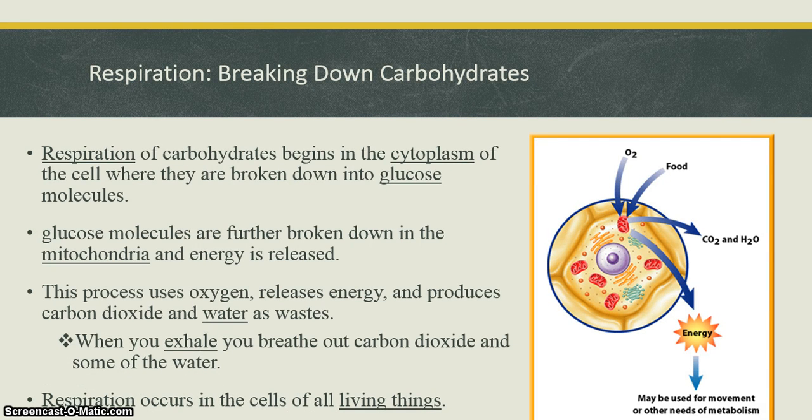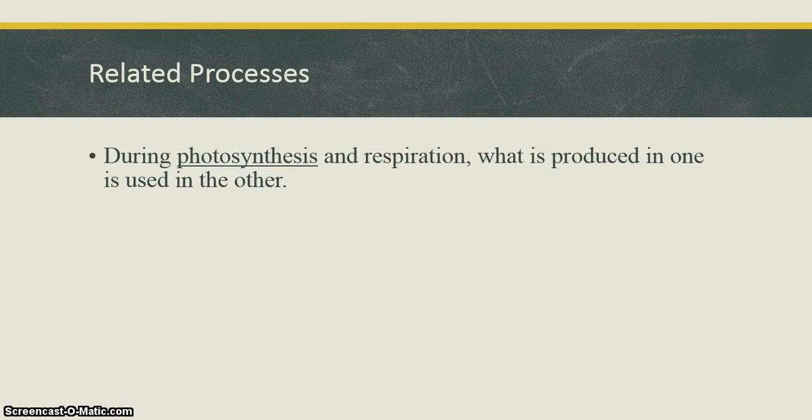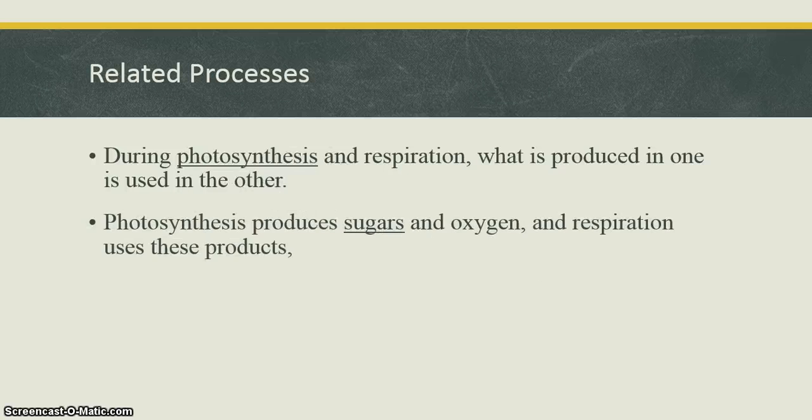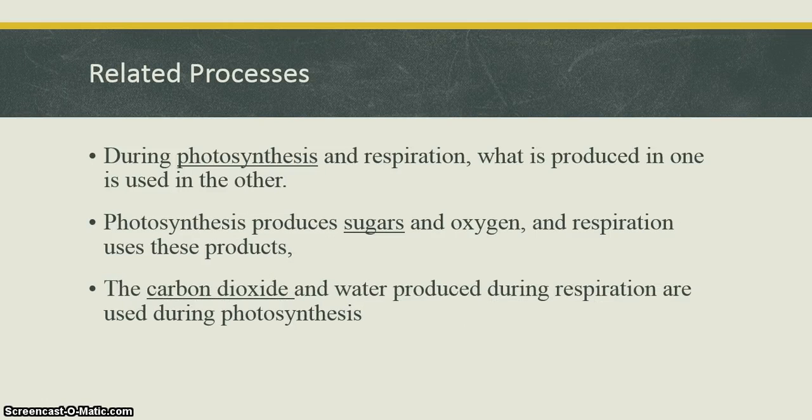Respiration occurs in the cells of all living things. So all of your cells are carrying out respiration. Sometimes you have cellular processes that are related. So photosynthesis and respiration, they are related. What is produced in one is used in the other. Photosynthesis produces sugars and oxygen, and respiration uses these products. The carbon dioxide and water produced during respiration are used during photosynthesis.